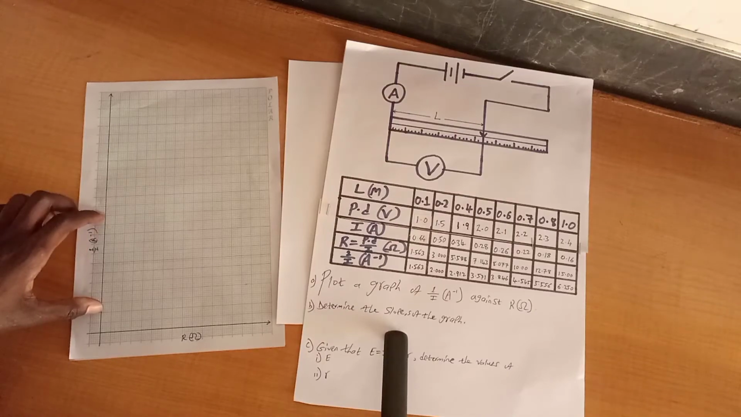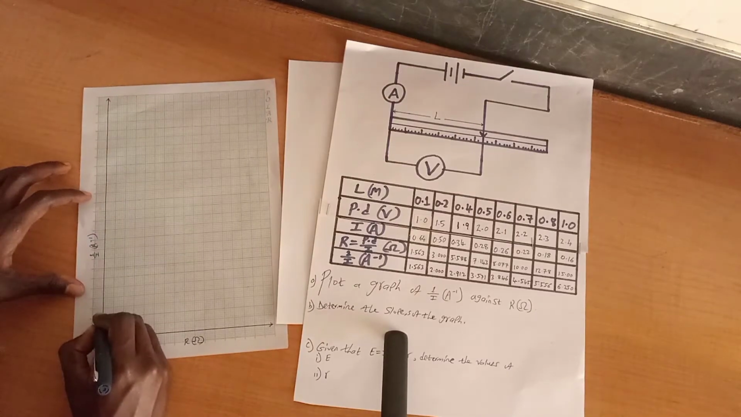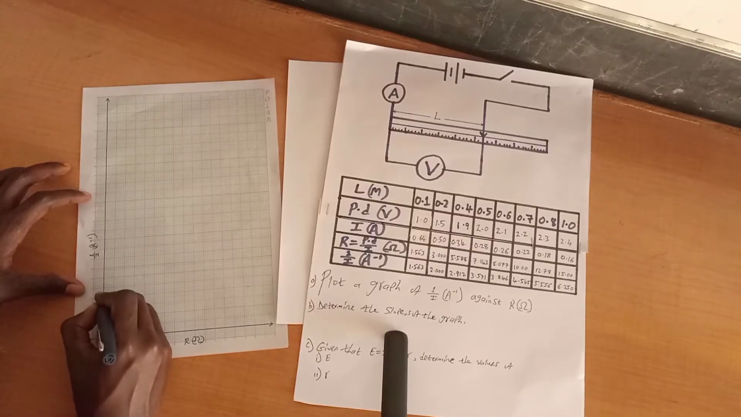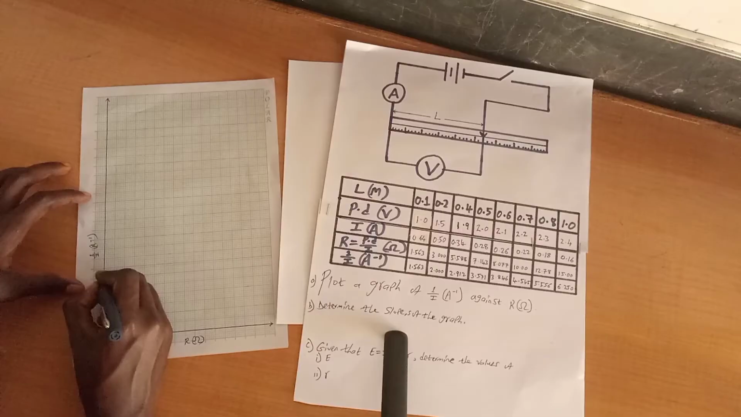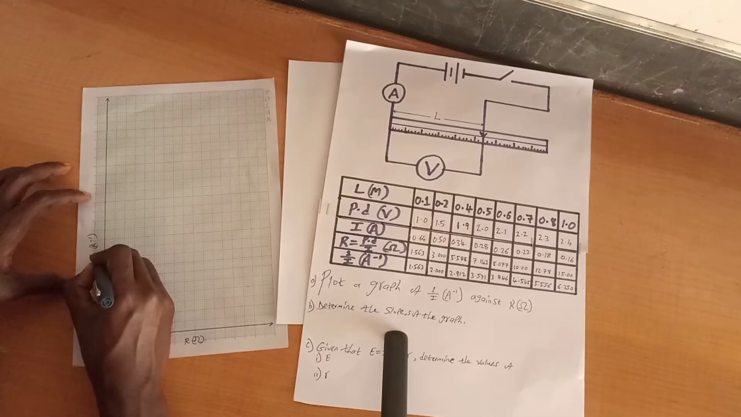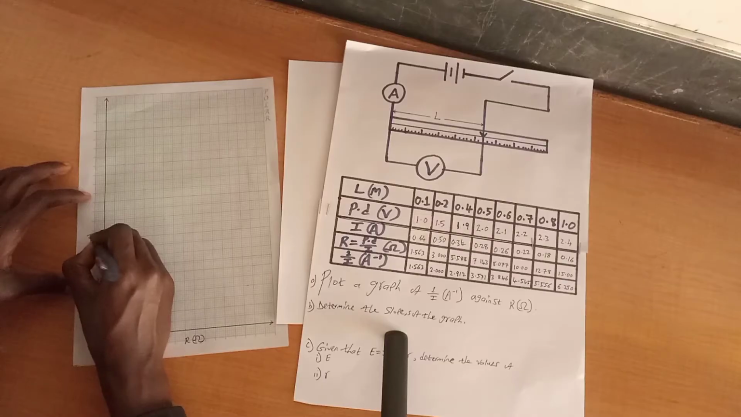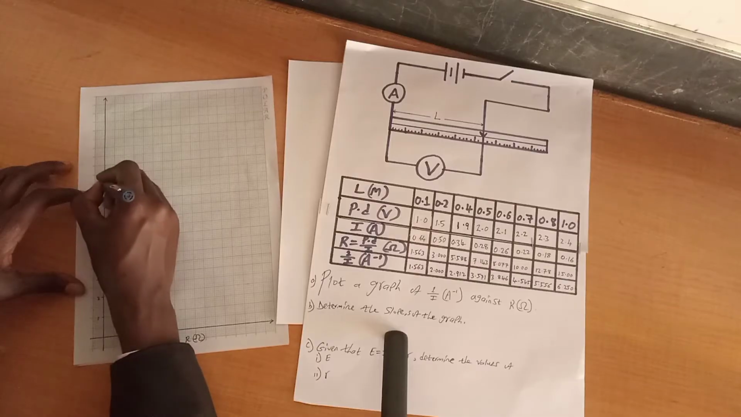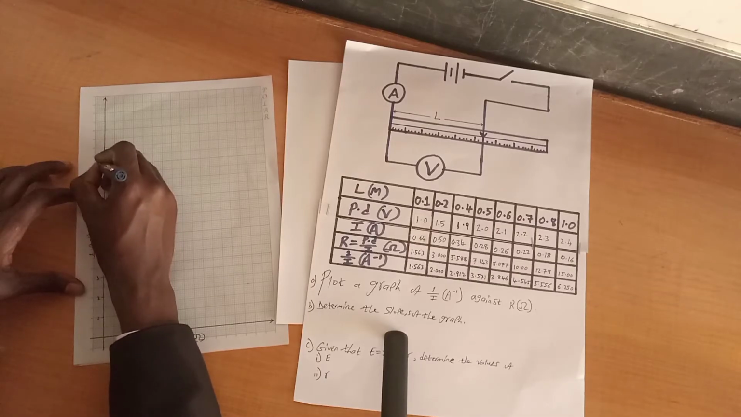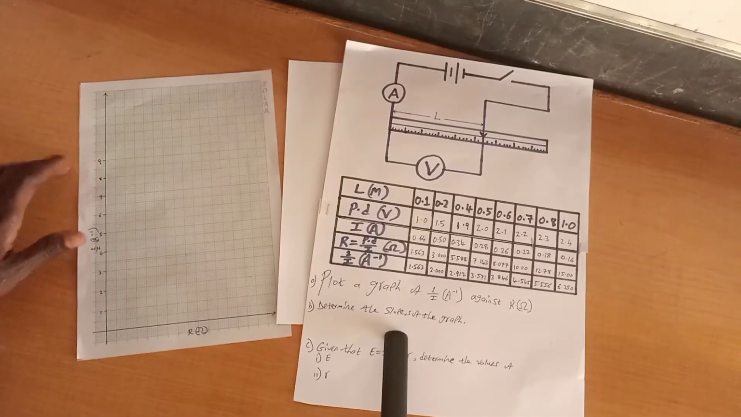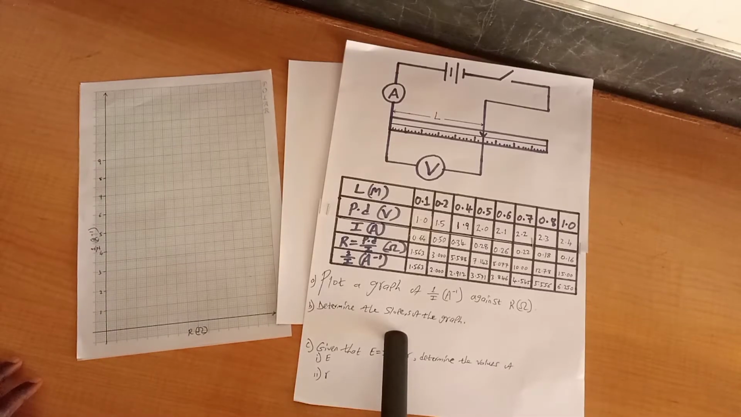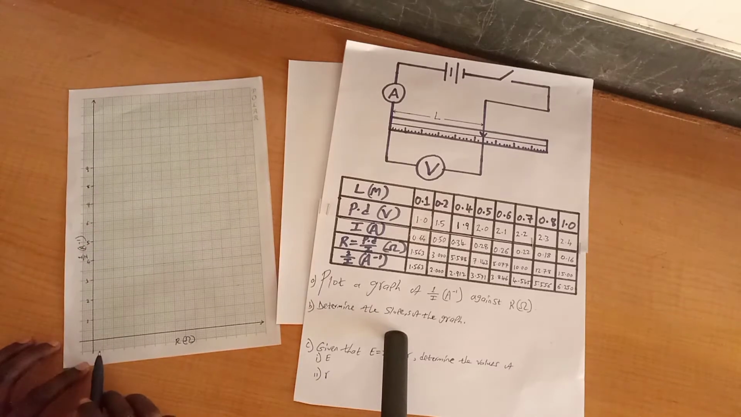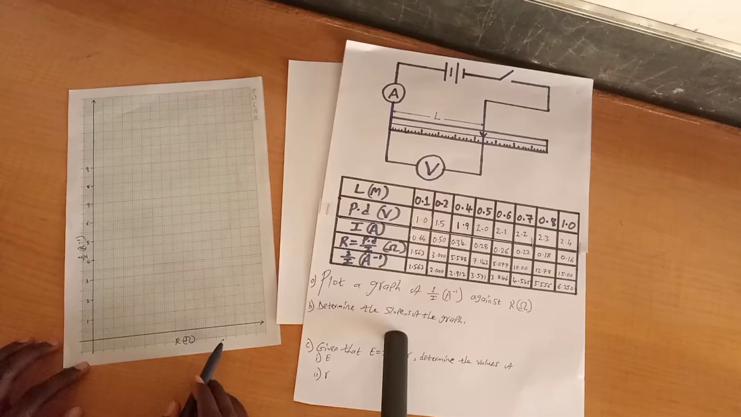So maybe you can work with 2 squares to represent 1. So 2 squares, 1, 2, 3, 4, 5, 6, 7, 8, maybe up to 9. Then for the resistance, smallest is 1.5, largest is 15. Let's see how many squares we have. 1, 2, 3, 4, 5, 6, 7, 8, 9, 10, 11, 12, 13, 14, 15.